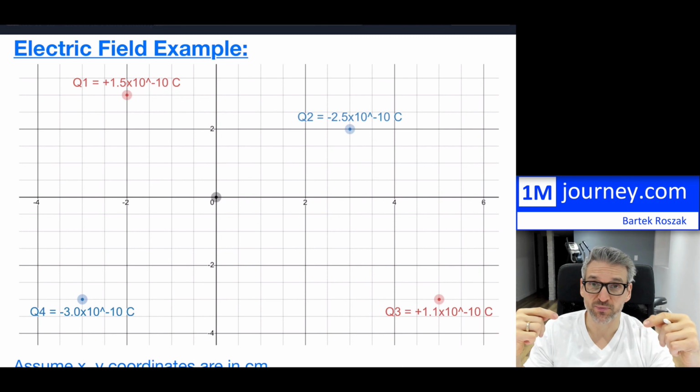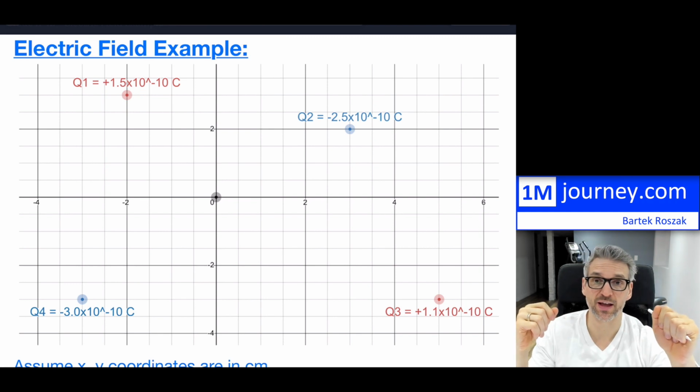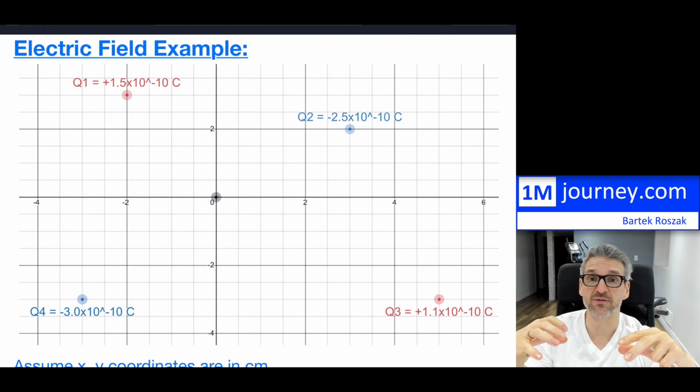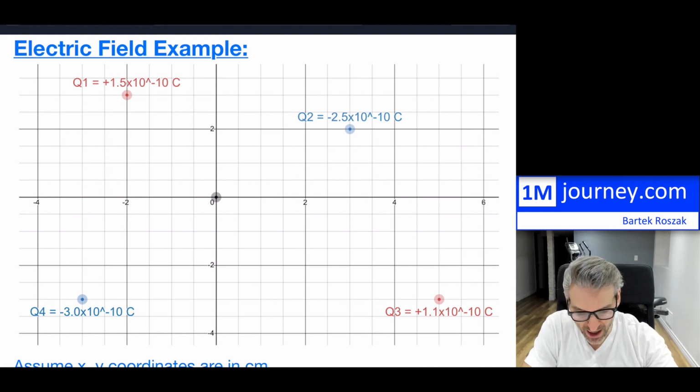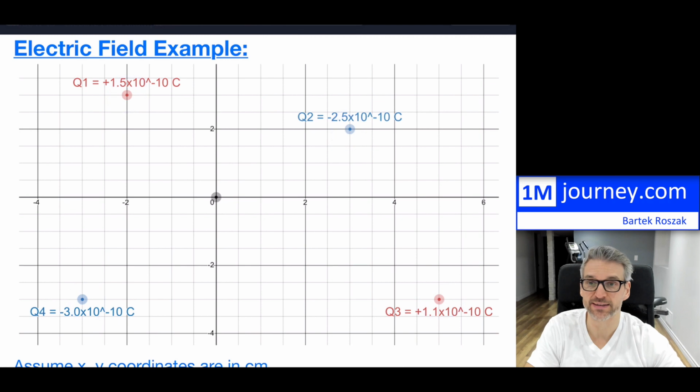My assumption is that you are familiar at least with the electric field equation and how it comes about. If you haven't seen that, I'll put a link up above. I did a video on that if you're interested. Here, I don't talk about that. I just do the full calculations and give you a step-by-step process on how to find the electric field. As you can see, we have 4 charges: 1, 2, 3, and 4.